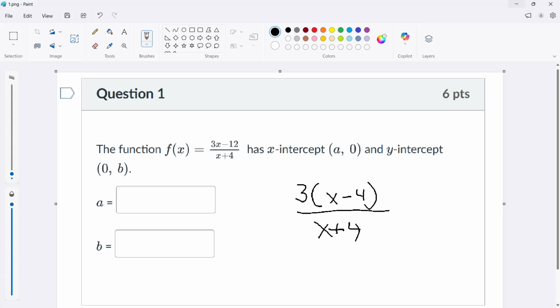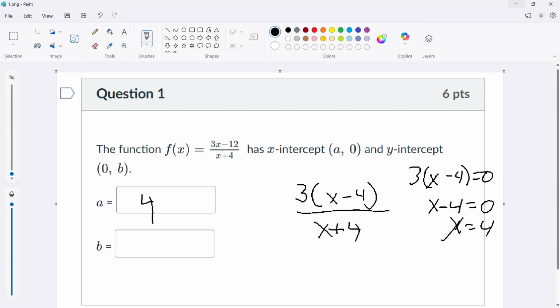How do I find the x-intercept? I set the numerator equal to 0. So 3 times (x minus 4) equals 0. Divide both sides by 3. x minus 4 equals 0. x equals 4. So a is 4.